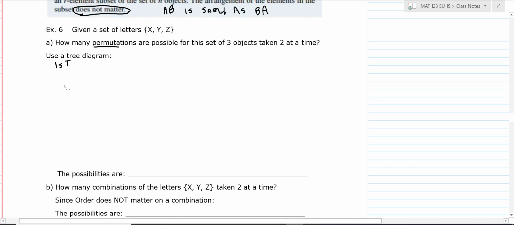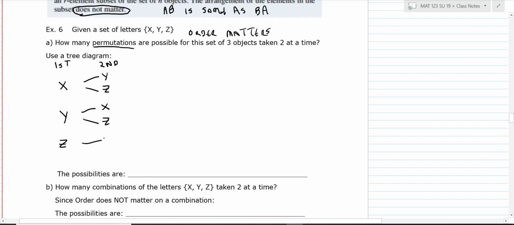So the first letter, you could choose either an X, a Y, or a Z. If you were doing a permutation, order would matter. If we went to the second letter, just like we did before, if we already chose an X, what's left over? Y or Z. If we already chose a Y, what's left over? X or Z. If we already chose a Z, what's left over? X or Y. So that's a permutation, right? So the possibilities would be listed like this.